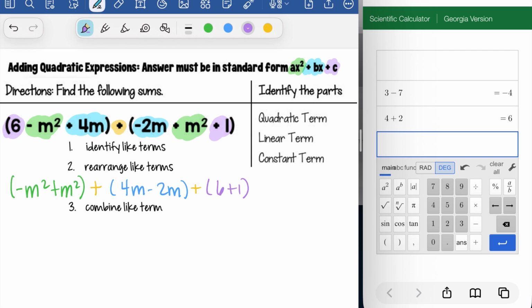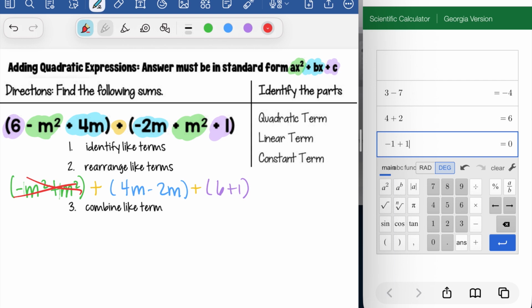I have negative m squared plus m squared. And I know you're probably saying, well, Miss Carter, you said we can't put the letters in there, but I can put the coefficients. Well, what is the coefficient if I don't see a number in front of the variable? Yes, 1. So this is actually negative 1m plus a positive 1m. So negative 1 plus a positive 1 gives me 0, which means they cancel out. If my mama gave me 1 square and I take the square away, I don't have no more squares. So these cancel out because they equal 0, which means I won't have a quadratic term.